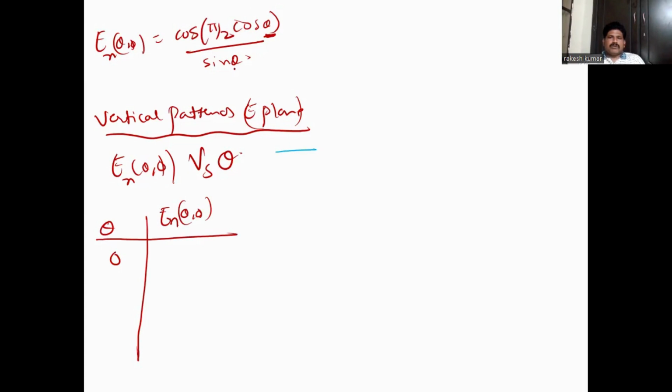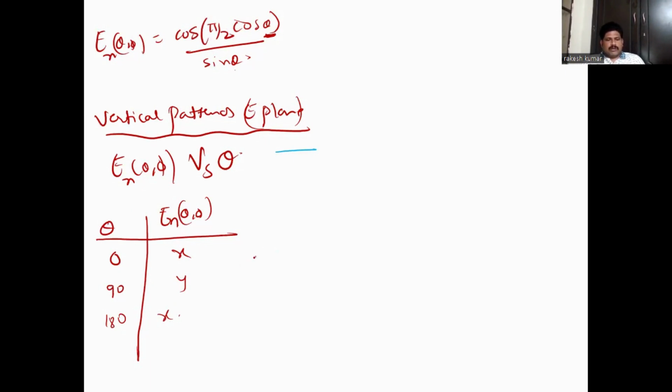Sin 0 is 0. And what is the value of cos 0? Cos 0 is 1. So in the formula, we will apply the limits. Similarly, for 90 and 180 degrees, based on this you can draw the plot.